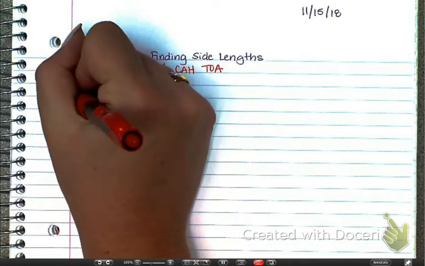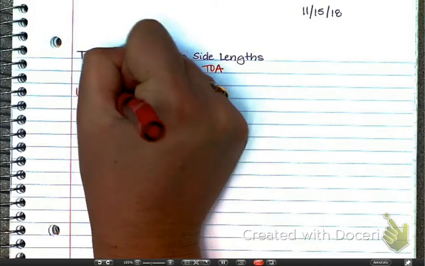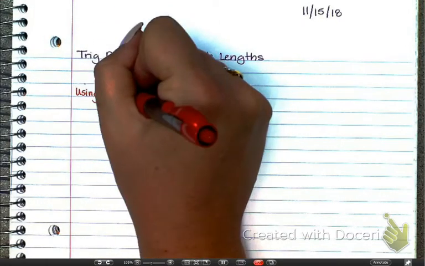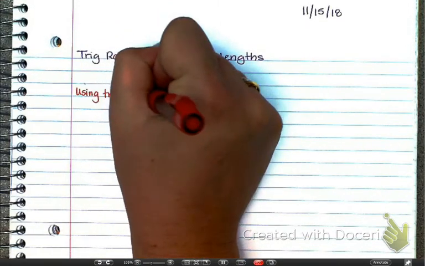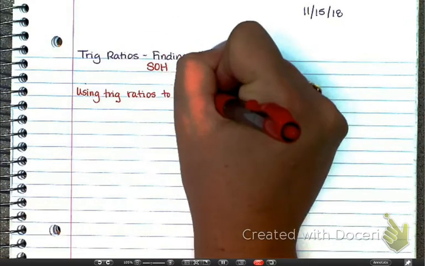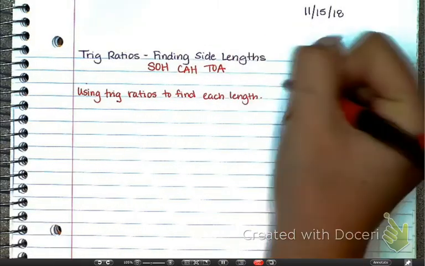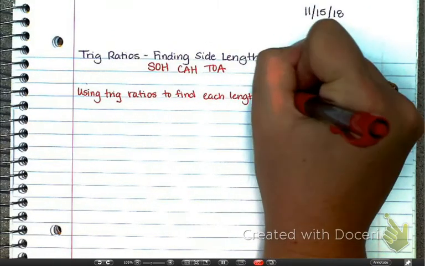So we are using trig ratios to find each length. And we're going to round to the nearest hundredth.